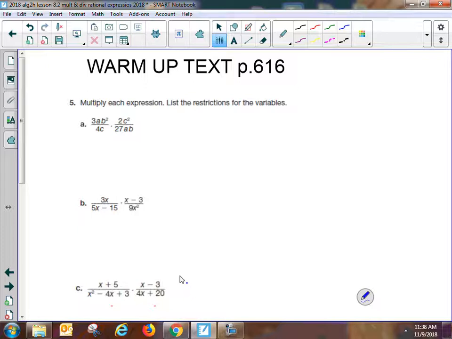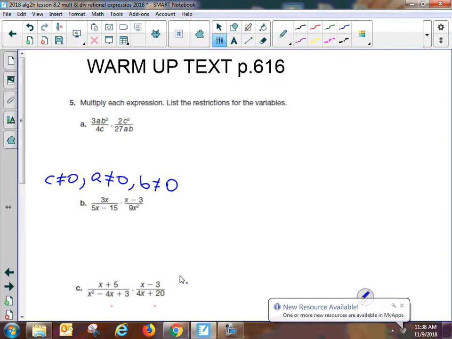Do you see a variable right there where I'm pointing? So what do you think C cannot be? Good. So C cannot be 0. What about this? What do you think? Okay, so A cannot be 0 and B cannot be 0. So I want to state my restriction so I don't forget about it, because it goes even with the original problem. Now I can do what you said. Let's start canceling.